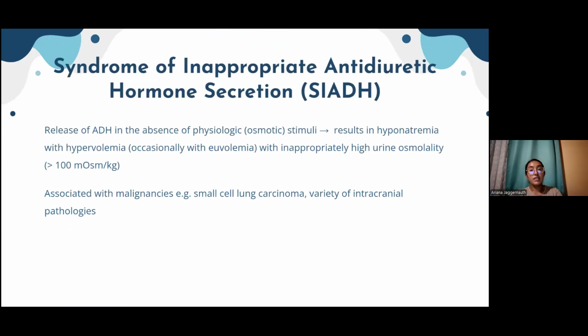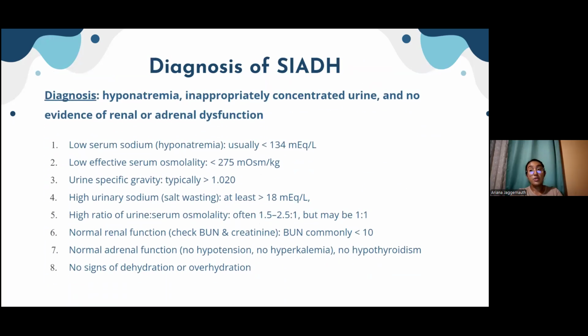So, continuing into SIADH, this is the release of antidiuretic hormone in the absence of physiologic stimulus that results in hyponatremia with hypervolemia, sometimes euvolemia, with inappropriately high urine osmolality, usually greater than 100 milliosmoles per kilogram, and is usually associated with malignancies such as small cell lung carcinoma and a variety of intracranial pathologies. So how do we diagnose it?